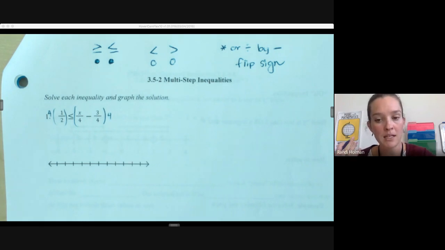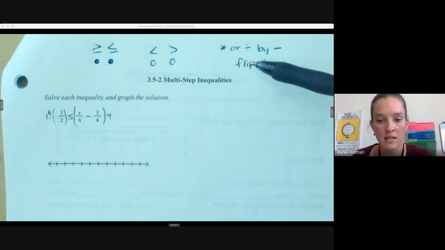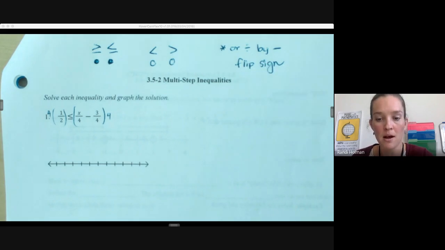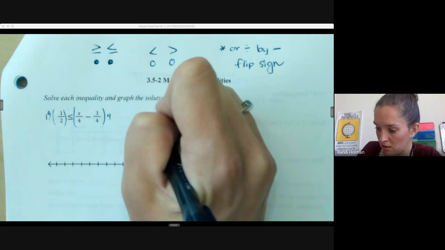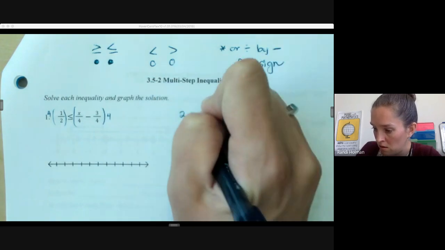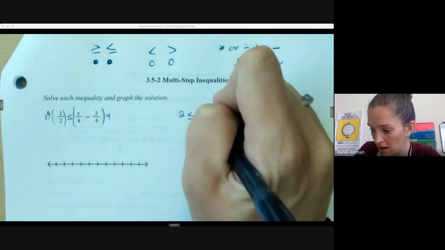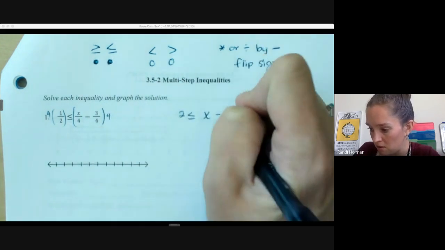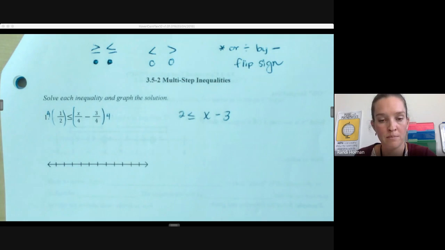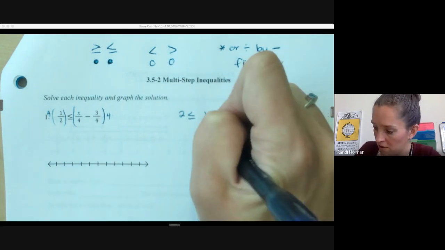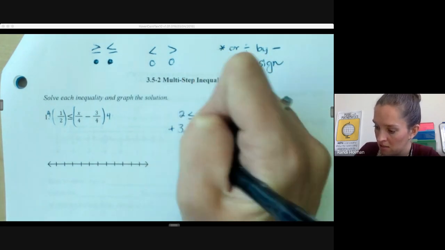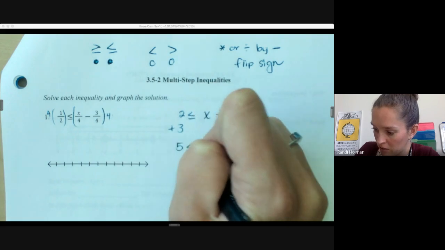Okay, we're multiplying, so I'm going to think back here. Do I need to flip my sign? We're multiplying by positive 4. Don't need to flip the sign. Half of 4 is 2. It's less than or equal to. Here my 4's divide out, so we just get x. Here my 4's divide out, minus 3. Much simpler problem to solve. Add 3 to both sides. We get 5 is less than or equal to x.